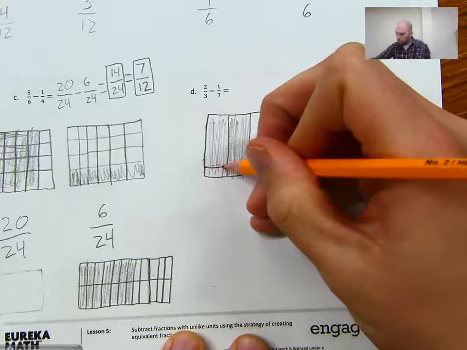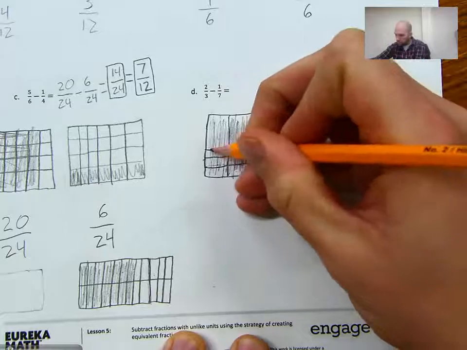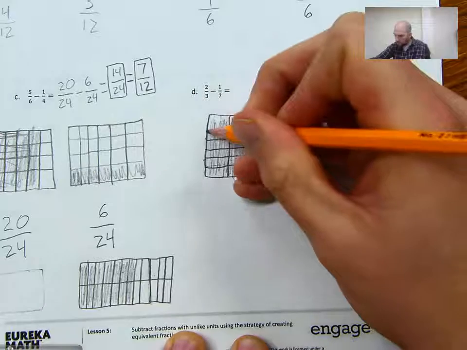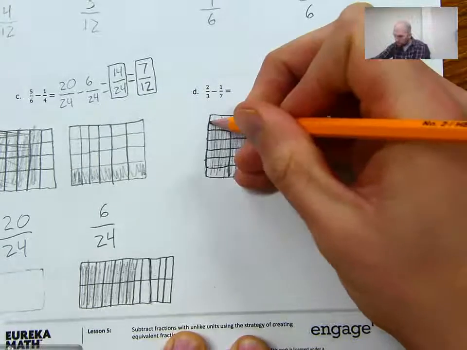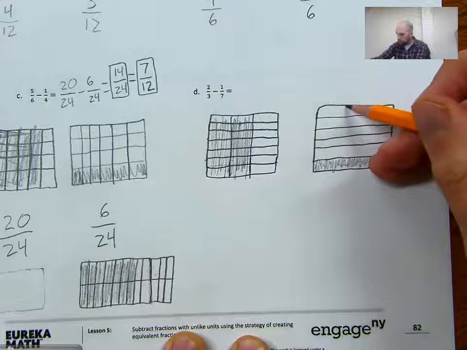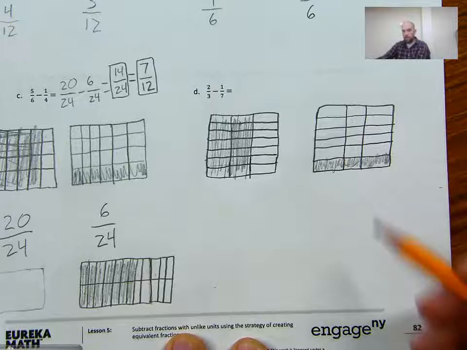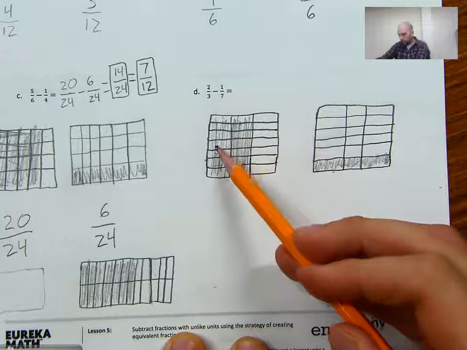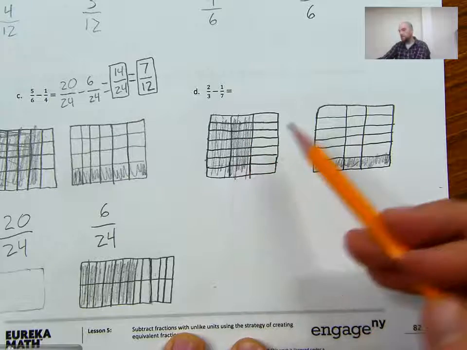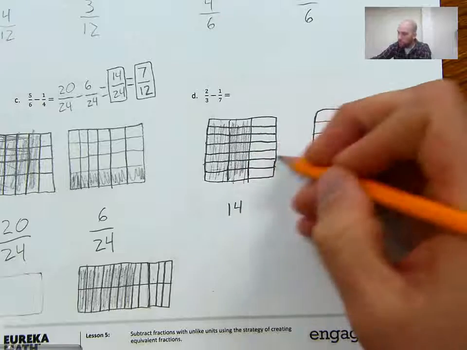These thirds are just split into sevenths. 1, 2, 3, 4, 5, 6 lines. And these sevenths are split into thirds, which is 2 lines. And we have 1, 2, 3, 4, 5, 6, 7, 8, 9, 10, 11, 12, 13, 14. 14 21sts. 7 times 3 is 21.